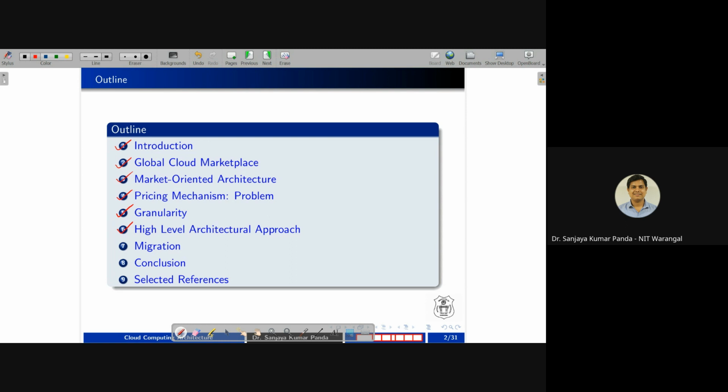Then how we perform this migration, again based upon that we have different types of techniques. Whether we need to pause the execution, or we continue the execution. So that is based upon the different types of migration. That we will discuss, followed by the conclusion and references.